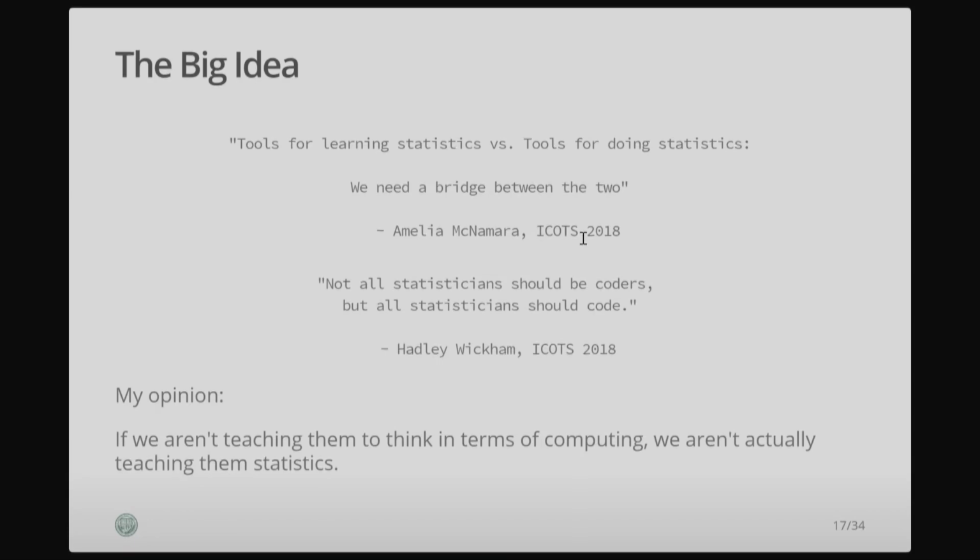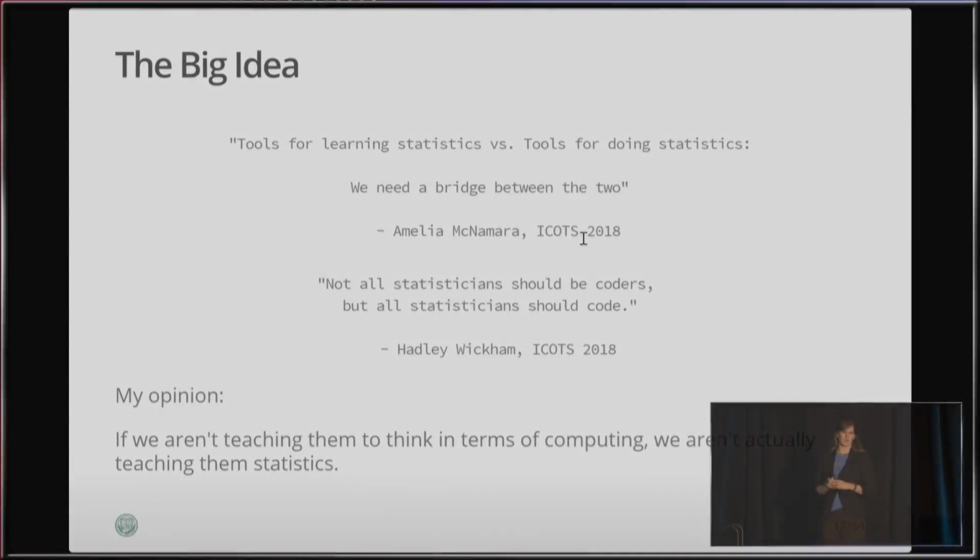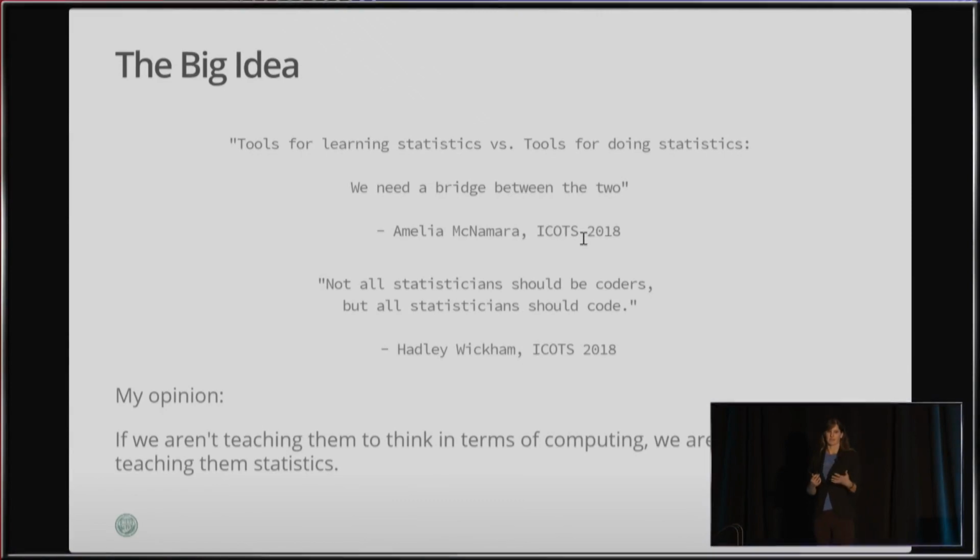The main one was Amelia McNamara saying we need a bridge between learning statistics, those are applets, and doing statistics, that's being a true programmer or coder. And there's not really a bridge in between these things right now. And this kind of matched a vision that I've had for a long time floating in my brain. And then Hadley backing up that not all statisticians need to be coders, but if you're not interacting with code, are you really doing statistics?